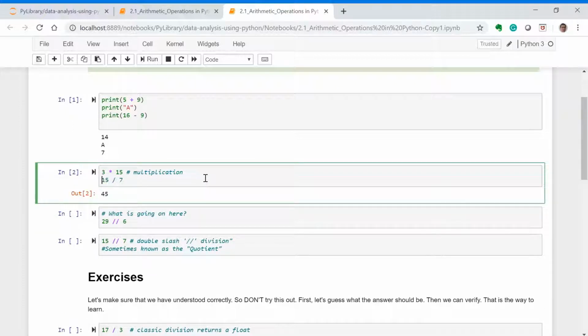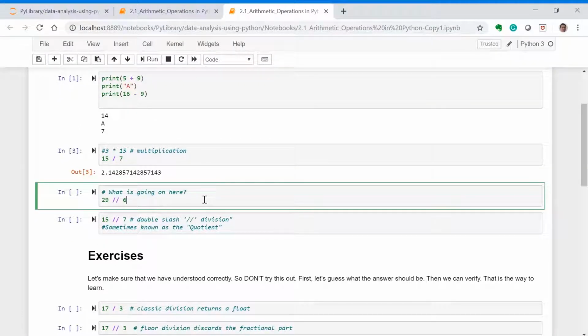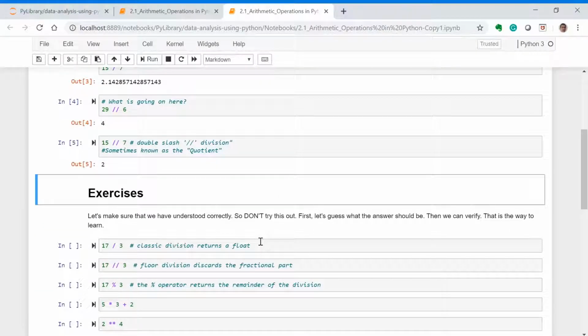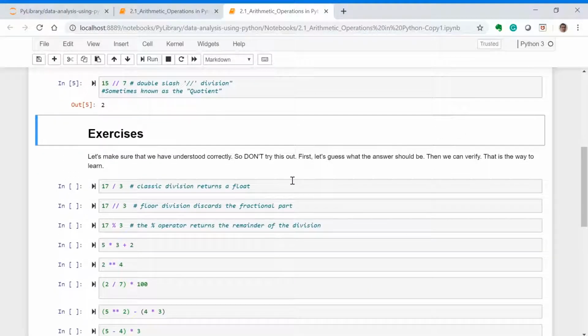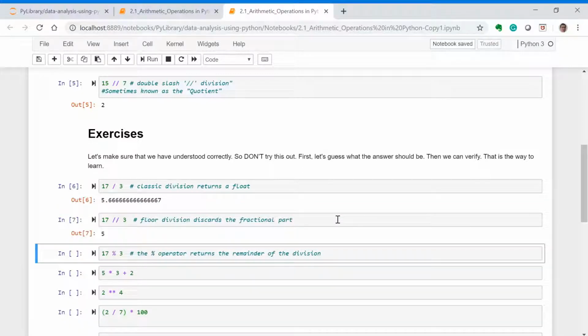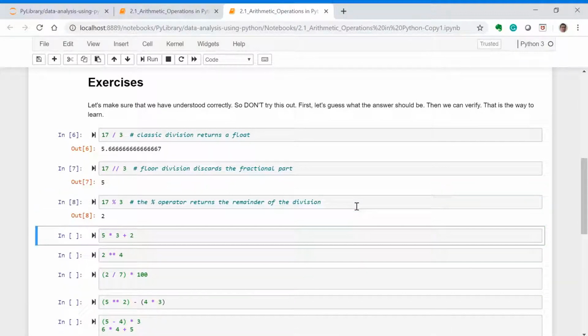And if you do 15 divided by 7, it's 2.1428. When we do 29 slash 6, you get 4, because 6 fours are 24, and then there's still a 5 remaining. Okay, that's what is going on. 7 goes 2 times fully in 15. So you can see 17 divided by 3, 17 slash 3 is 5, because 3 fives are 15. 17 modulus 3 is the remainder, right? So that should be a 2.